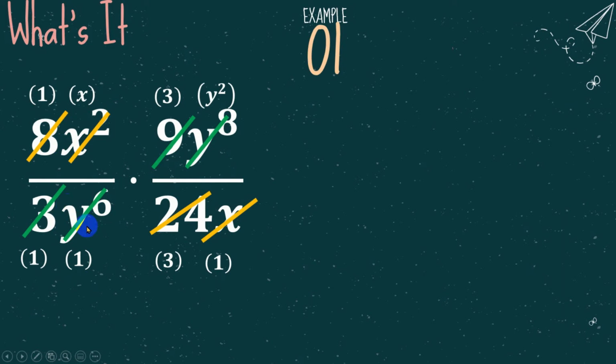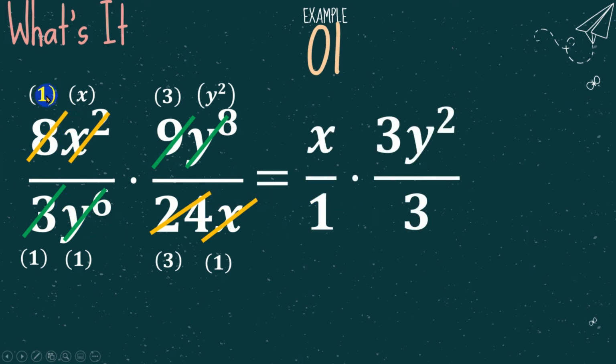So, multiply na natin yung mga natira. That is the step number 3. Sabi ko nga sa inyo, pwede magkapalit yun. We have 1 times x is x, and then 1 times 1 is 1. Then, here, we have 3 times y squared is equals to 3y squared, and then 3 times 1 is 3.